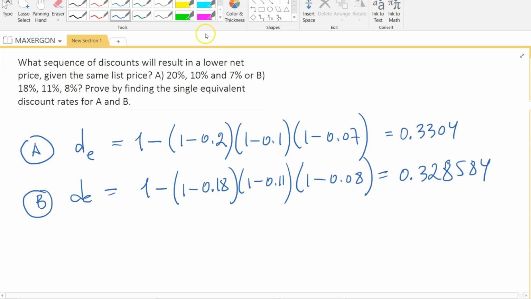In this case, the bigger discount is 0.3304, which makes A the answer to this question. It is A sequence, which is 20%, 10%, and 7%, will result in the lower net price.